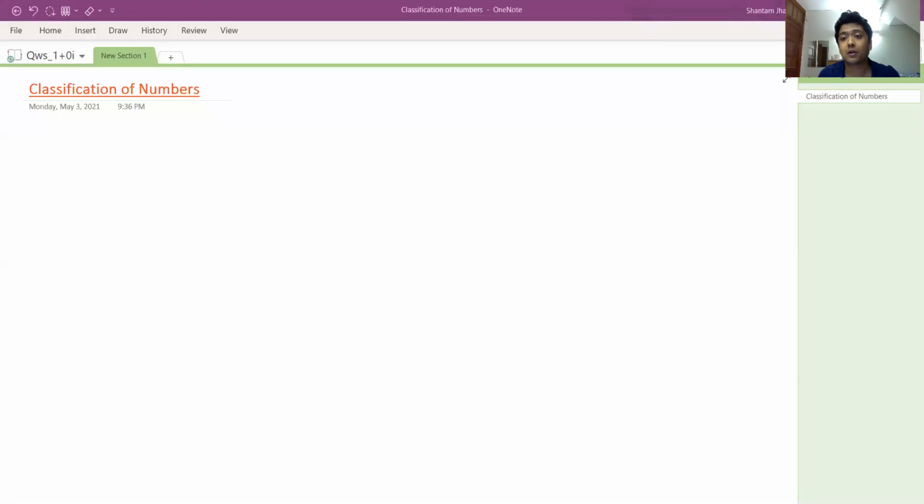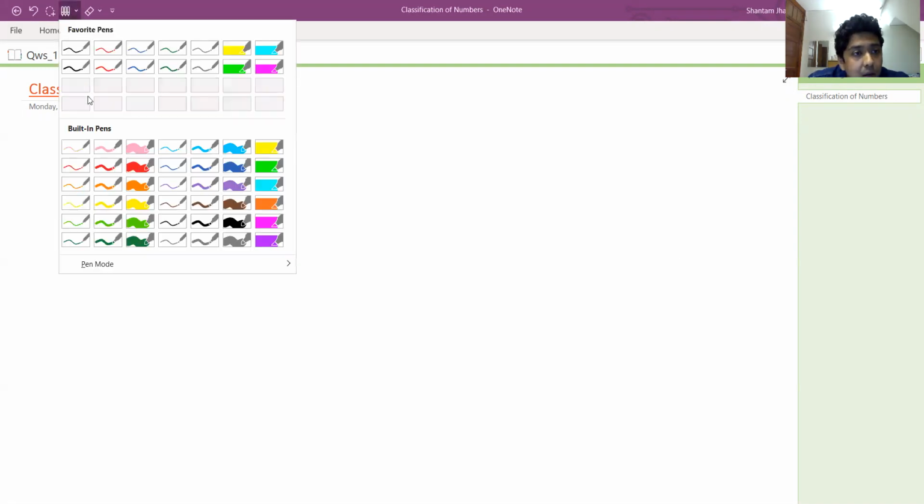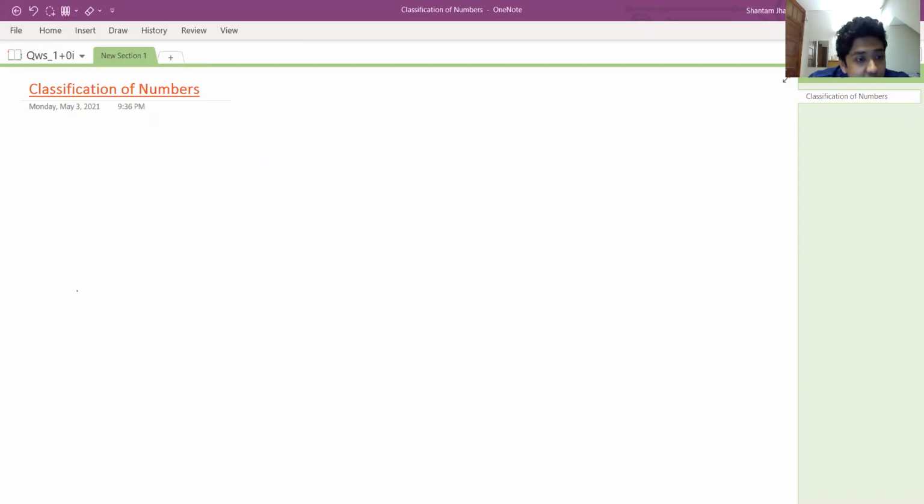Let's see what we have for today. We're going to talk about numbers, and how to represent numbers. Let's begin with something as old as counting sheep, and that is the set of natural numbers, represented by N here.